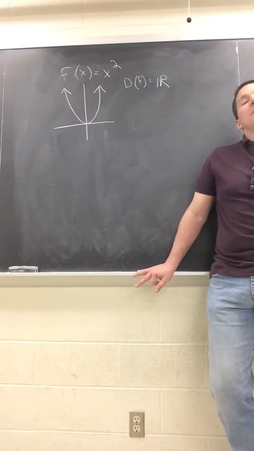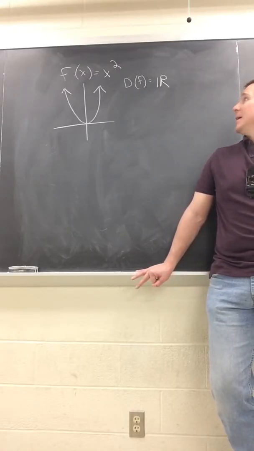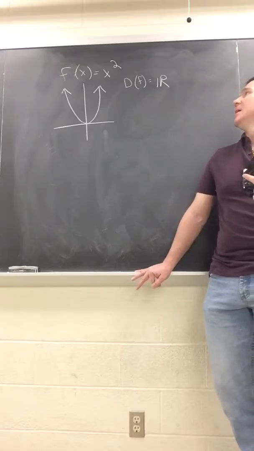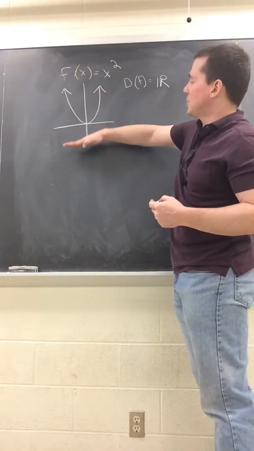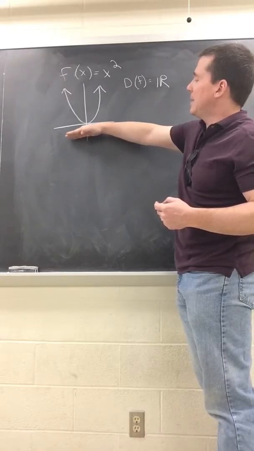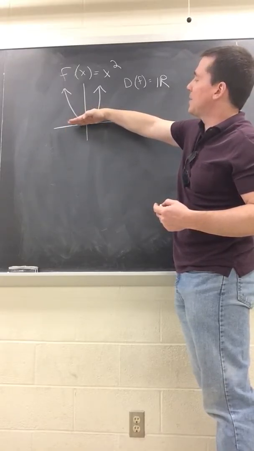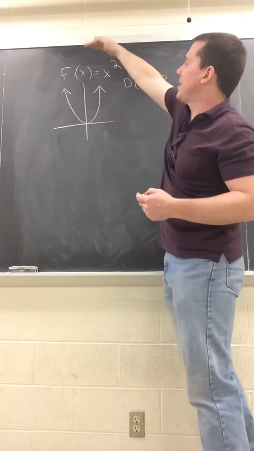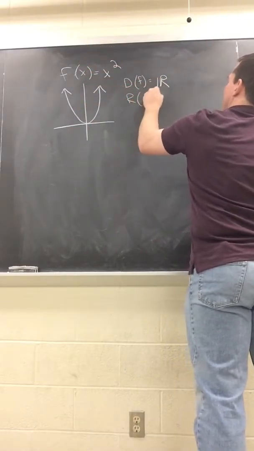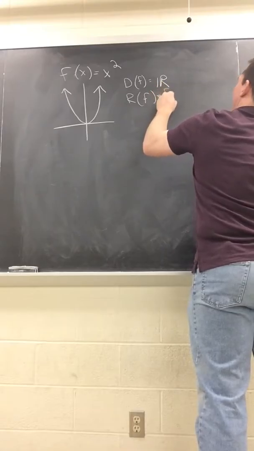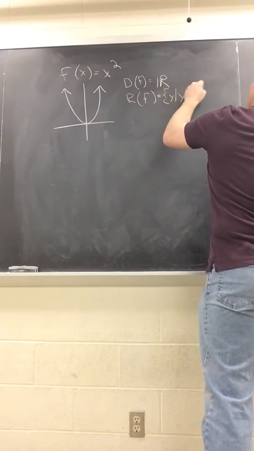We said we would care about the range when we looked at the graphs. And now looking at the graphs, we can find it. The range of this one, well, the range is all the y values you get out. So if we start down here, you don't get any of these y values. The first y value you get is at 0, and then everything above that. So my range will be the set of all y's such that y is greater than or equal to 0.